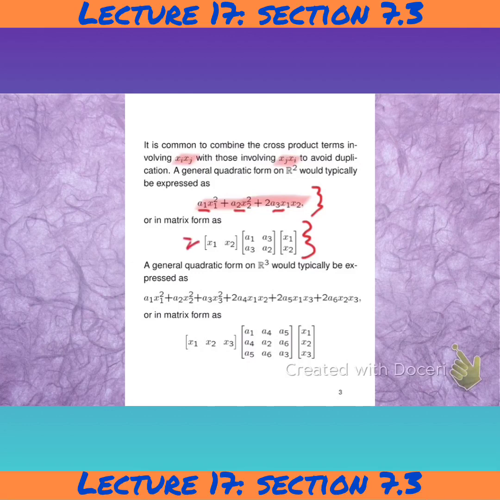Okay, so just to note that a general quadratic form in R3 would typically be expressed as again a product of, now you've got three variables, so you've got your row vector with three variables. You take the transpose of that vector, which is this vector here, and then you've got the coefficients, or the coefficient matrix.